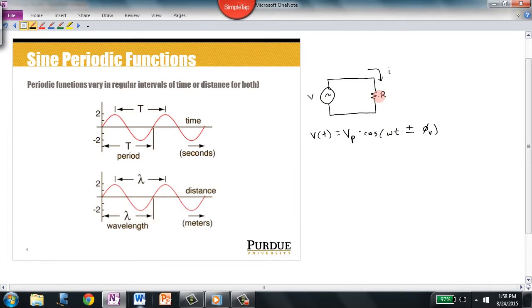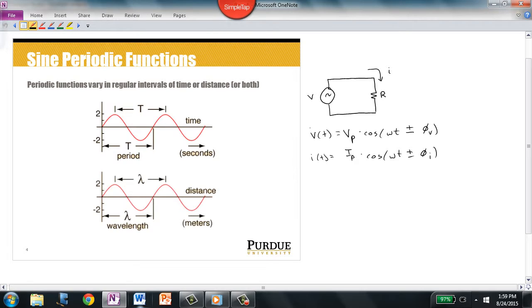And if we have a current flowing in that same circuit, we would write the value of i of t as equal to Ip times the cosine of omega t plus or minus phi sub i. Some points to make about this are that v is a function of t, and both v and i are written in lowercase, indicating that they are time-variant AC quantities.